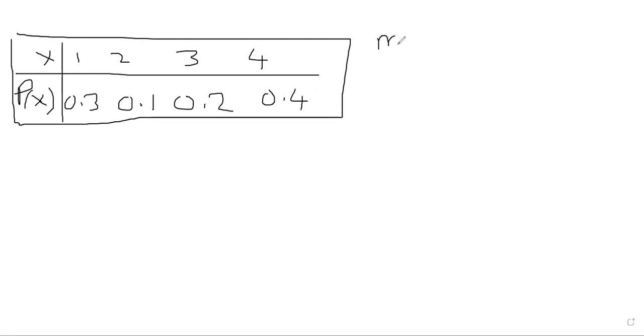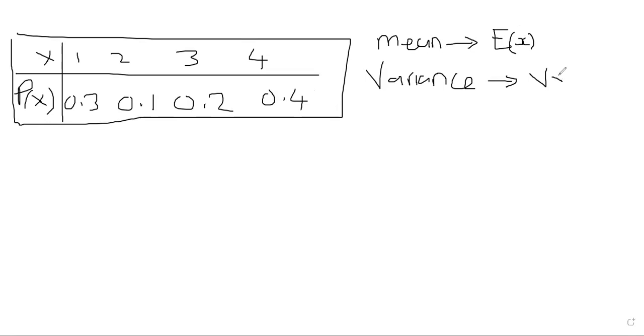So the mean is actually the expected value, which is not the summation of x, it's the expected value, E of x. When you're asked to find the variance, the symbol is the variance, V of x. When you're asked for the standard deviation, it is simply this symbol, sigma x.